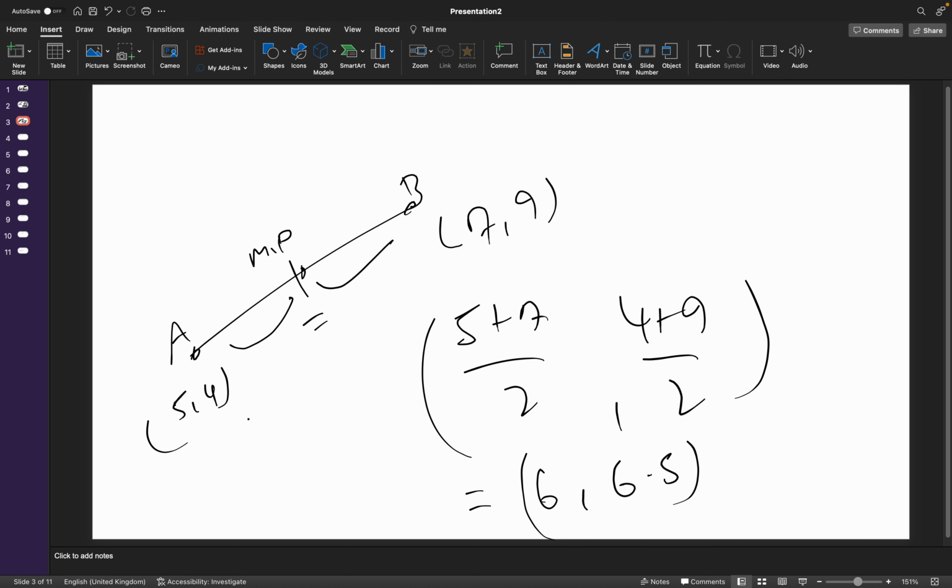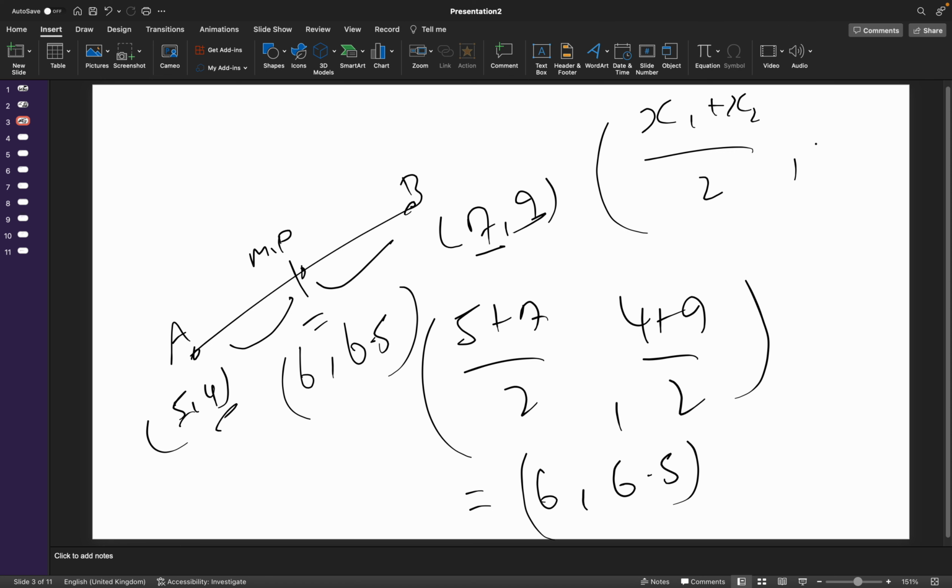And you can double check that, right? What's the number between 5 and 7? It's going to be 6. So it's going to be the middle. For 4 and 9, it's going to be 6.5, right in between 4 and 9. How does this equation work? Well, basically you do (x1 plus x2) divided by 2, (y1 plus y2) divided by 2.